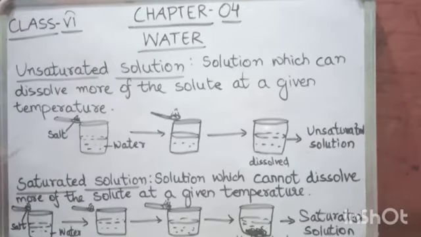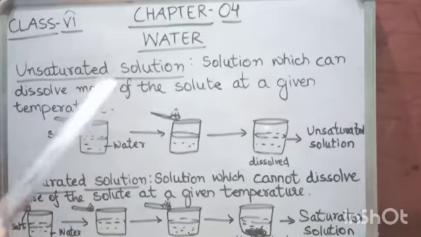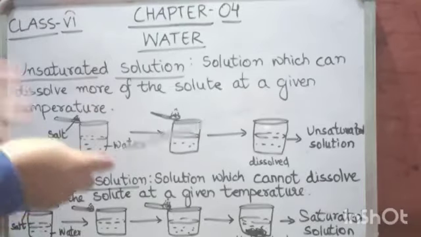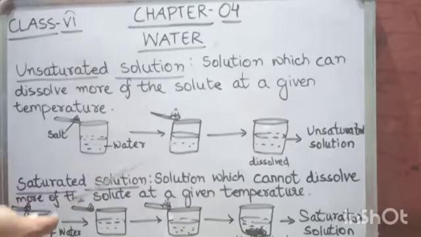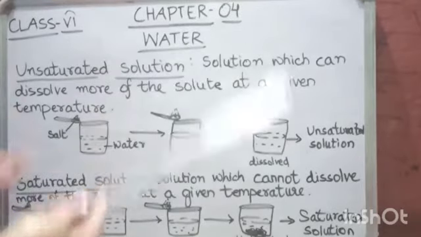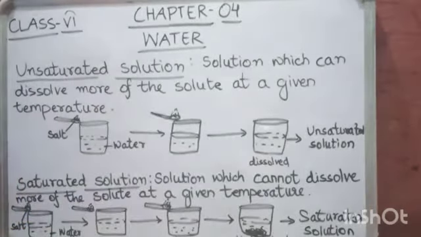Suppose I add a spoonful of salt into the water. The salt gets dissolved. Then I again add salt into the water. It again gets dissolved. I keep on adding salt into the water and the salt gets dissolved in the water. So this solution is known as unsaturated solution, where the salt gets completely dissolved in the water. So this is unsaturated solution.